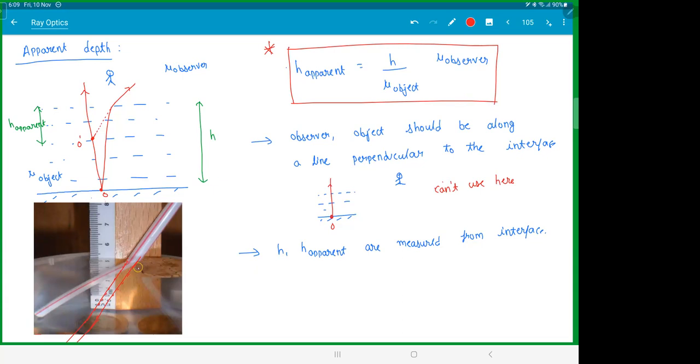Udayan, Camson, who all are missing? Three people are missing.